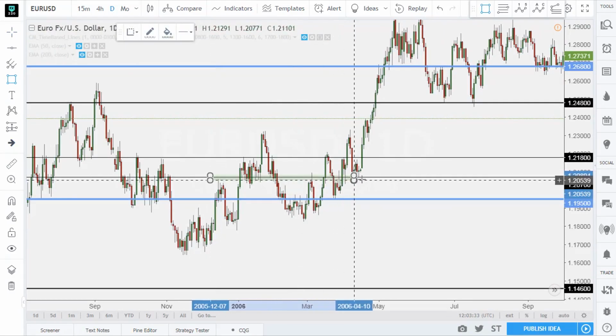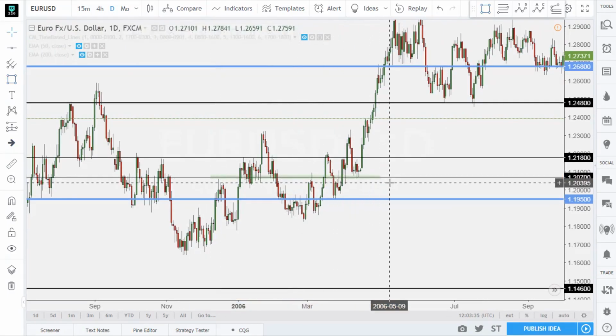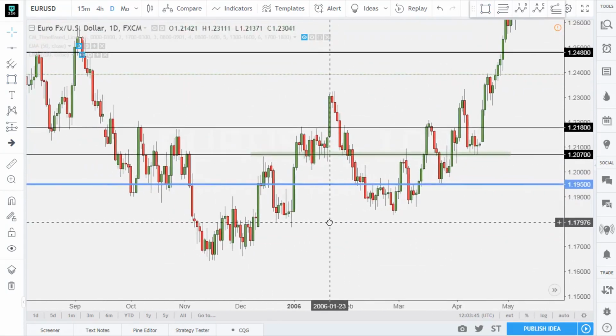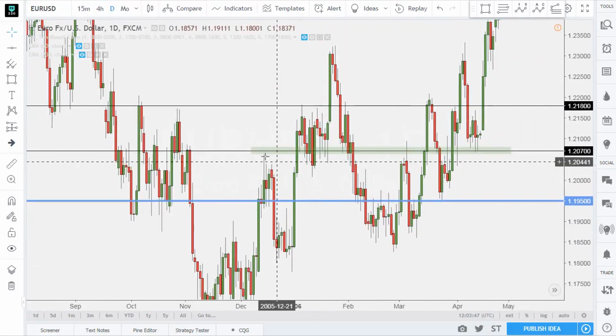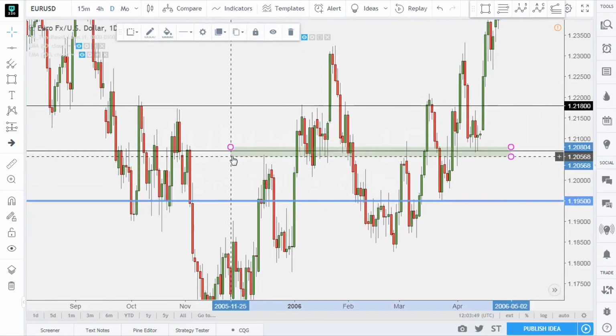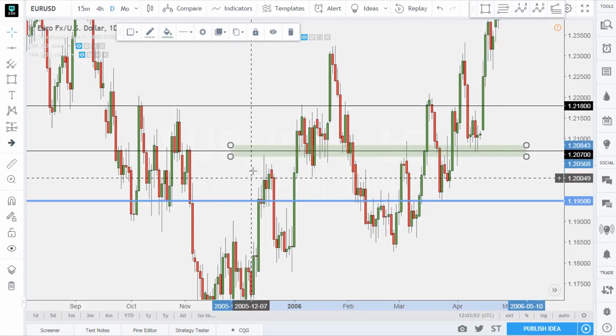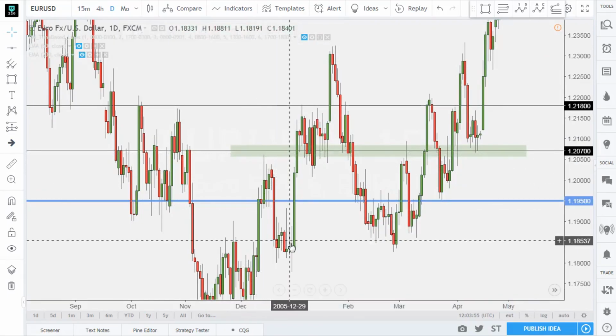And one thing, guys, don't treat these levels as exact lines. They could be zones sometimes. So price will not always go and touch that line. Sometimes, as you can see right here, price didn't exactly touch this line, but it bounced back and fell down. So we treat them as zones.